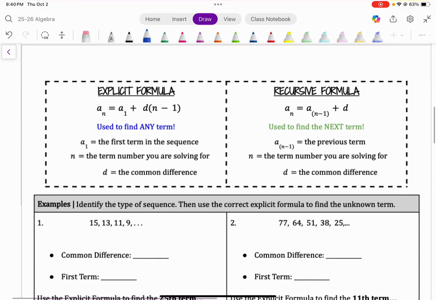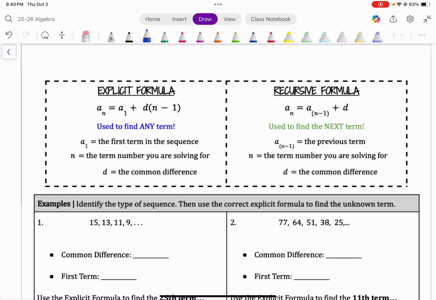Okay, when we're studying these, we have 2 types of formulas. The first one's called an explicit formula, and an explicit formula is used to find any term. And there's some important parts of it. So a sub n is just like how we start that equation. And then a sub 1 is always the first term. N is the number of the term you're solving for, and D is that common difference.